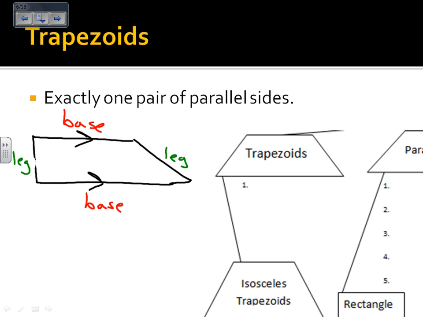Notice that the bases do not have to be top and bottom. If I had a trapezoid like this, the bases would still be the parallel sides. It'd just be the ones on the left and right. So base does not necessarily mean bottom. Is that clear?